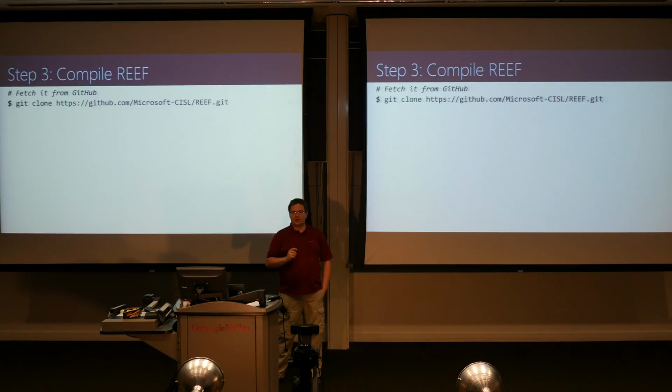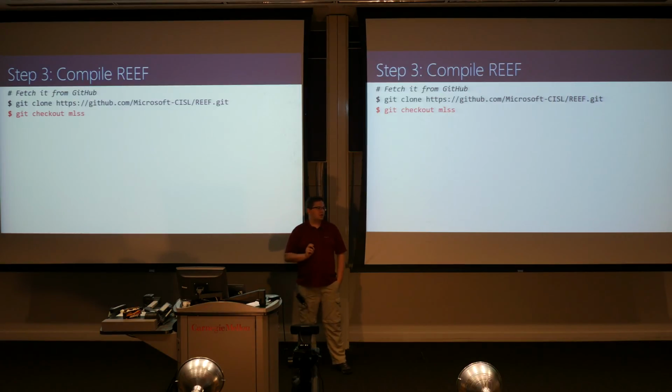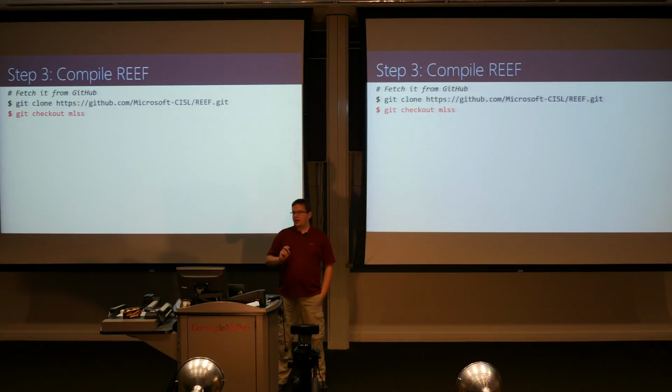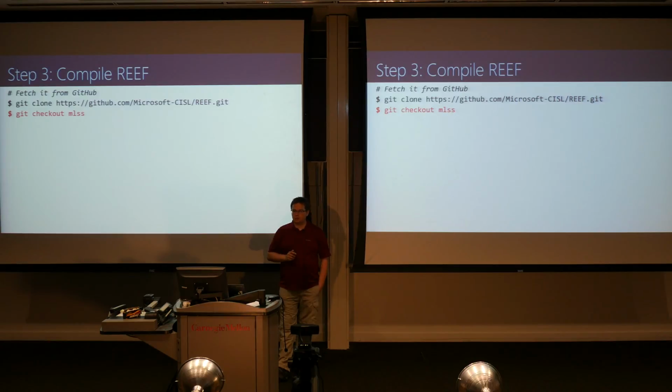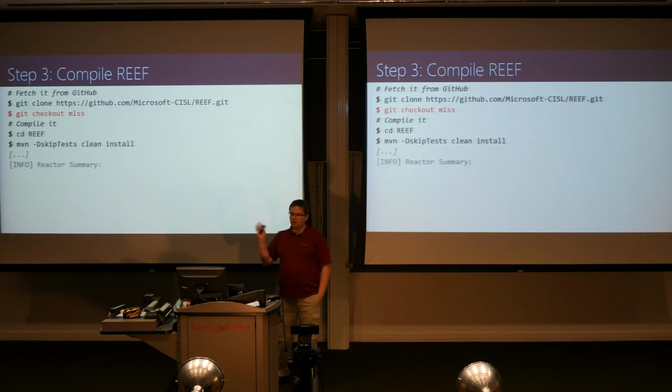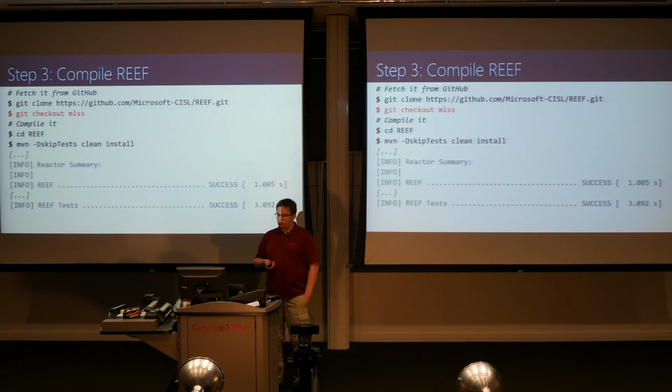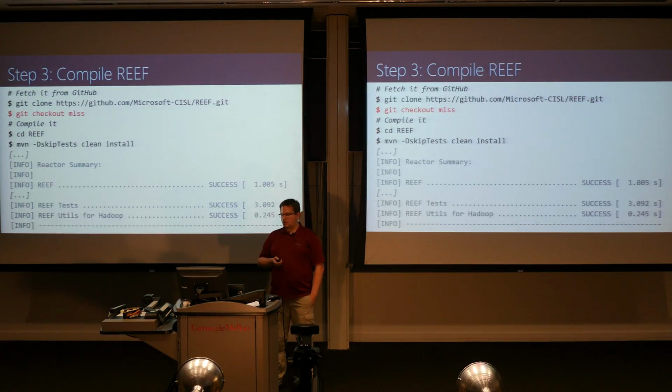So you fetch it from GitHub, but then we made a branch for the Machine Learning Summer School, which contains some code that's currently not in the reef releases. So you need to check out that branch with git checkout MLSS. That's the branch that we're going to use for the rest of the Machine Learning Summer School, where there's some additional code in there that we didn't merge yet into the master version of reef. And then you do the same thing, right? It's just mvn clean install, and a minute or two later, you have the all success message.